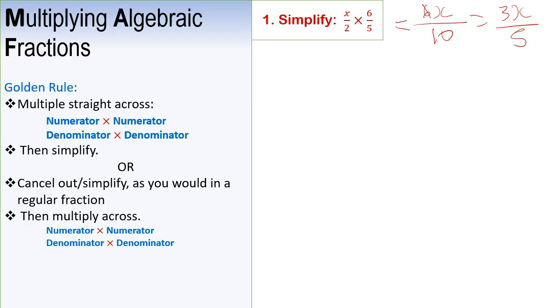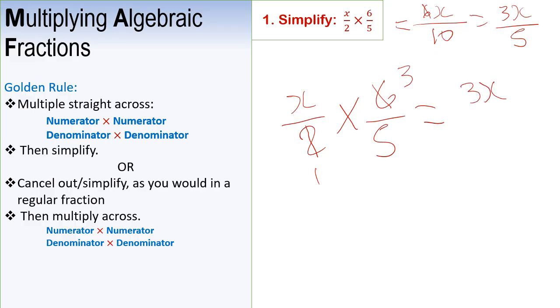Another way of doing it is you can simply simplify and then multiply, where you have x over 2 multiplied by 6 over 5. It's 2 into 2 one time, 2 into 6 three times, so x times 3 gives you 3x over 1 times 5, 5. Both answers are the same. So you can choose to simplify first, then multiply across, or you can multiply across and then simplify.